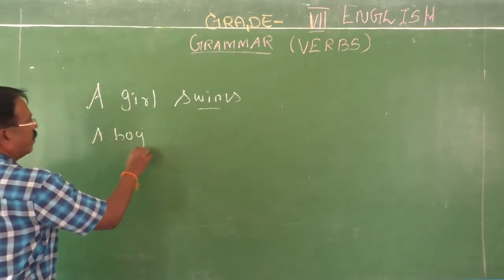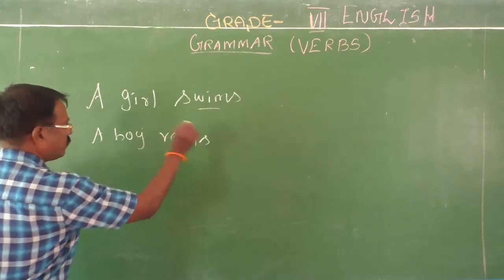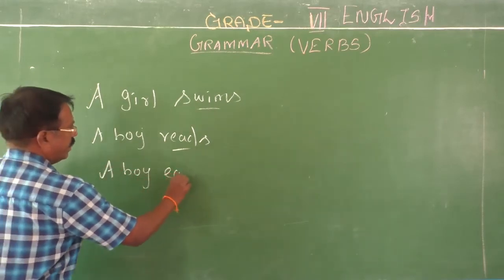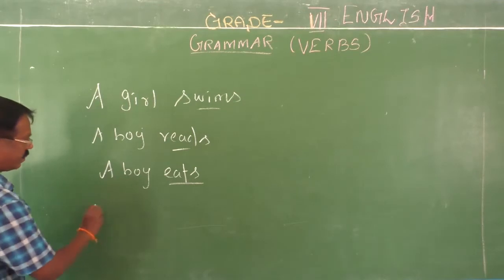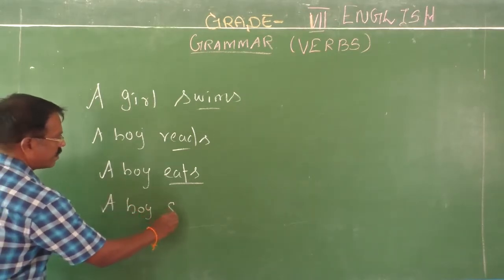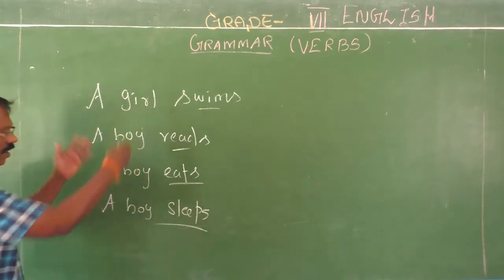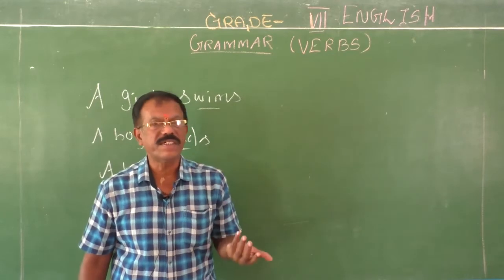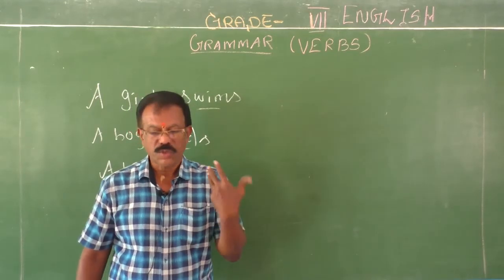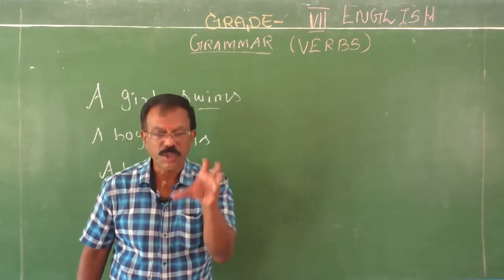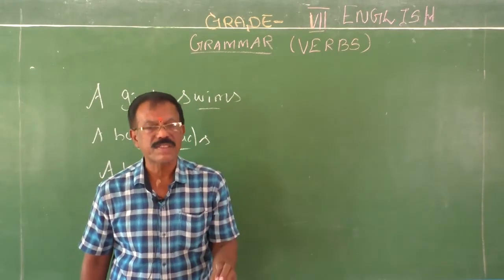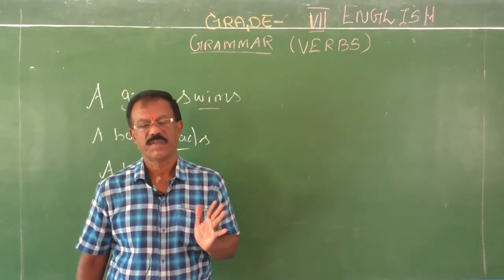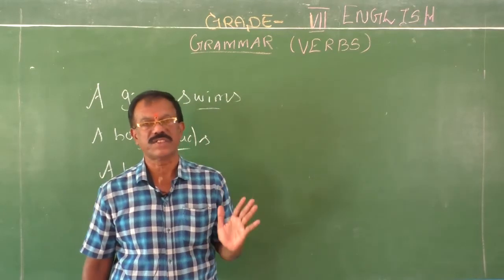A boy reads. Action verb. A boy eats. It's an action verb. A boy sleeps. So they are all action verbs. You read in the classroom. A teacher teaches. So all these action verbs show or tell us what a person or what a thing does. So they are called action verbs. This is the third important function of a verb.